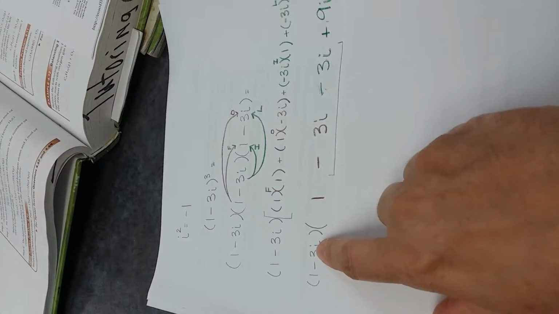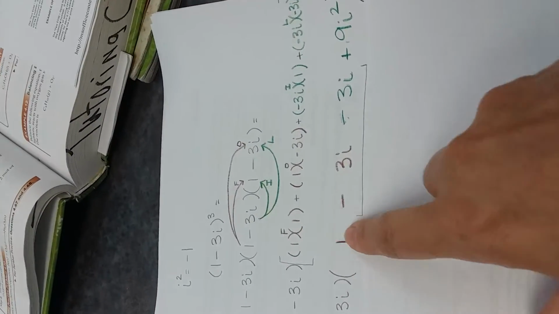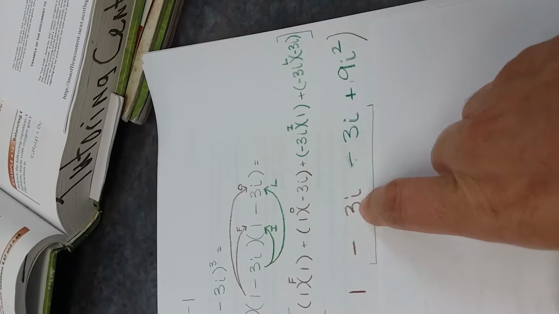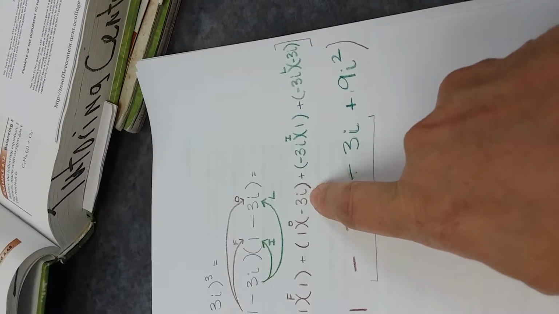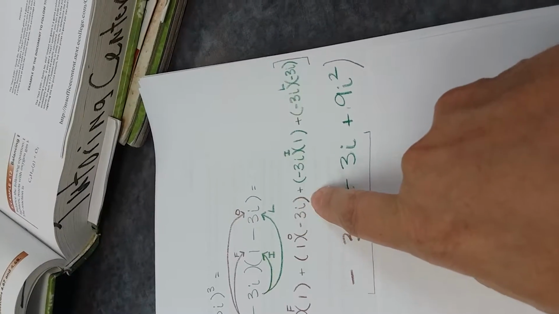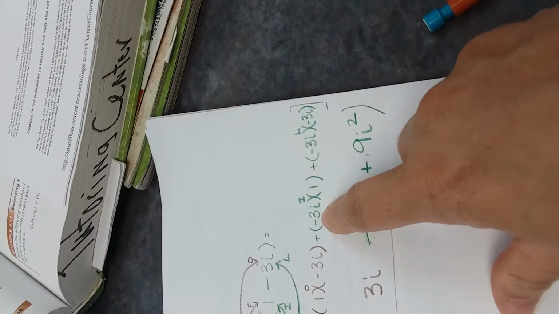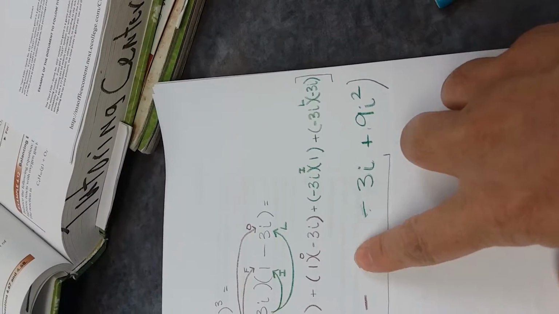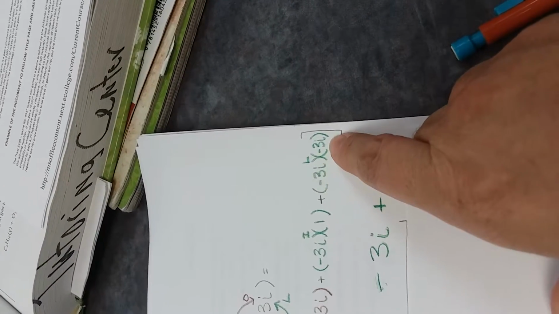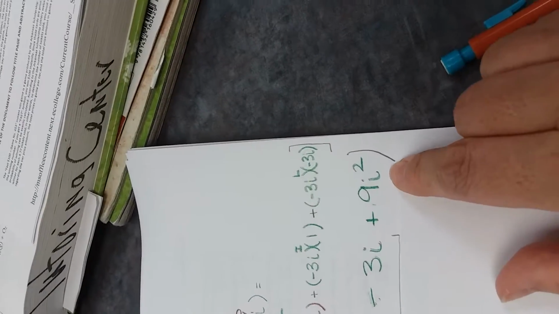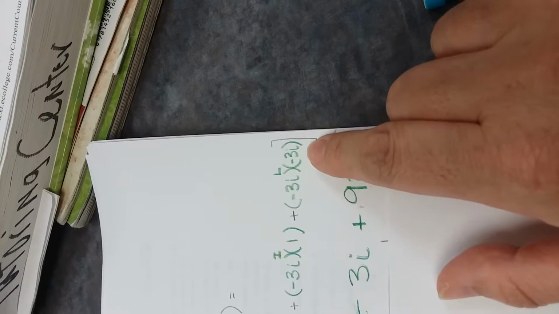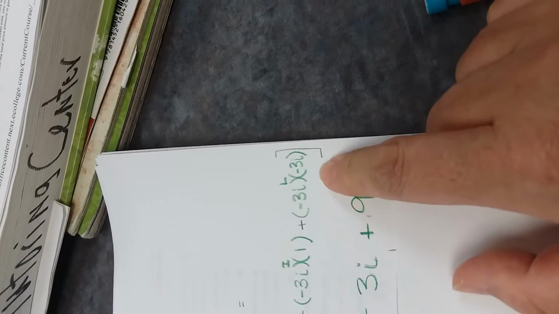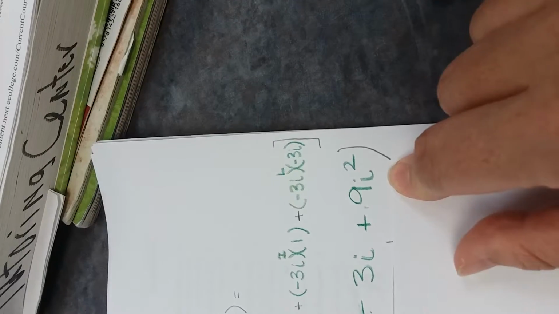So I brought down my first 1 minus 3i again. 1 times 1 is 1. 1 times -3i is -3i, because a positive times a negative is a negative, and 1 times anything is that thing. -3i times 1 is -3i, same reason as the last one. And then -3i times -3i is positive 9i squared. A negative times a negative is a positive, 3 times 3 is 9, and i times i is i squared.